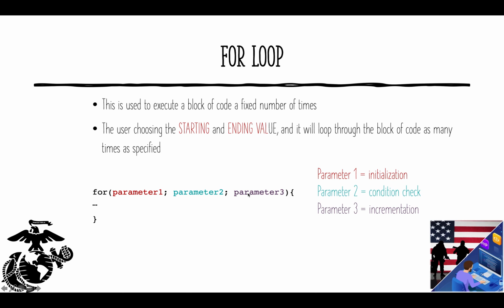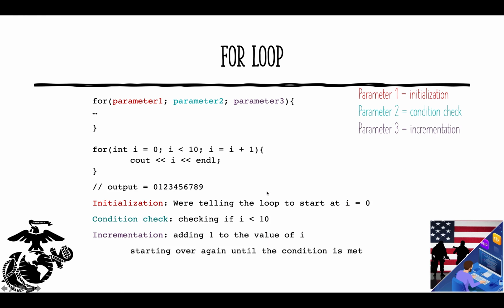Last is the incrementation portion. So 3 is how it increments to the next number. Now this gets called at the end of the for loop. So it executes the code and then it goes and executes this portion here. Now I understand you might be a little confused on what goes into parameter 1, 2, and 3, but we will give an example of that.